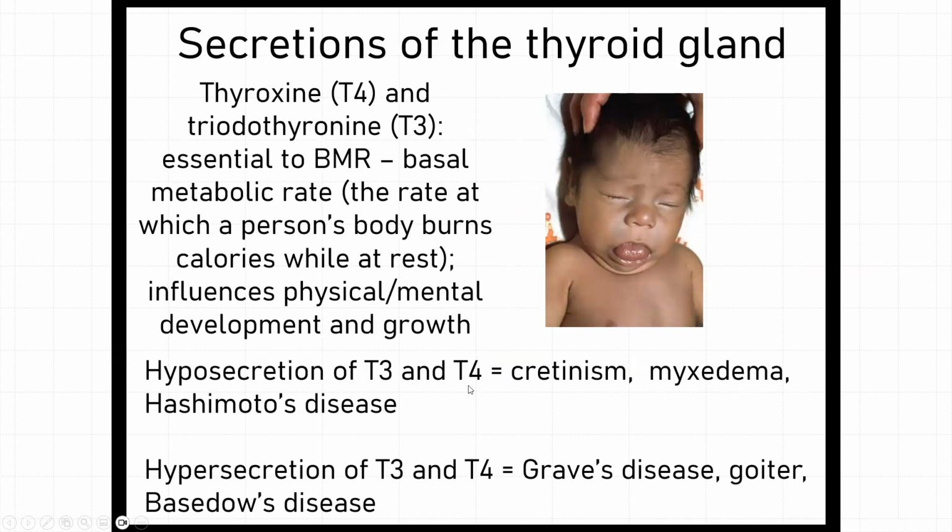Hyposecretion of T3 and T4 will cause cretinism in children, that is juvenile hypothyroidism or congenital hypothyroidism; myxedema, which is hypothyroidism among adults; and Hashimoto's disease. Actually, we can say that due to Hashimoto's disease, there will be hyposecretion of T3 and T4. Hypersecretion of T3 and T4 will lead to Graves' disease, goiter, Basedow's disease, etc.